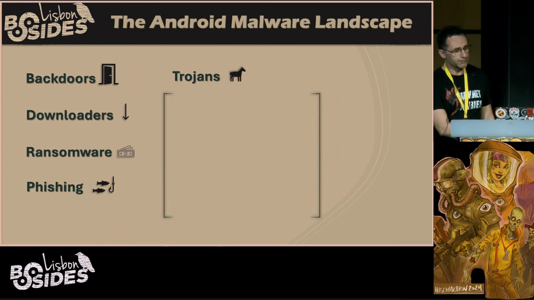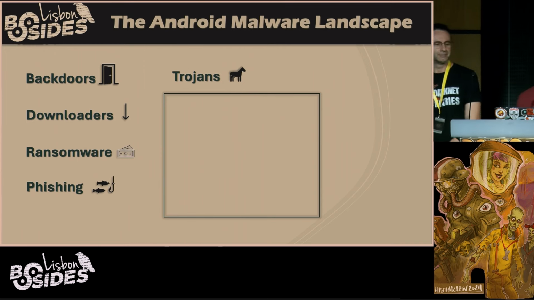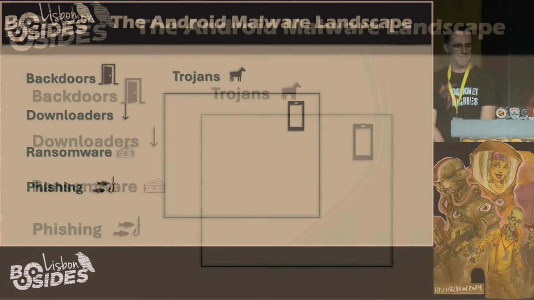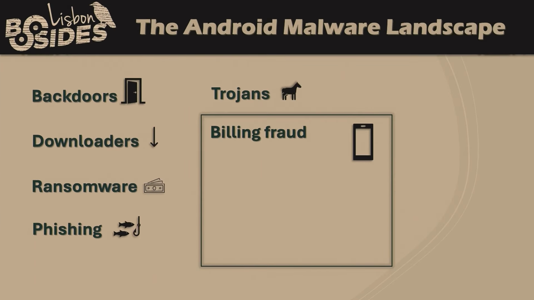Now, finally, we have the Google Play categories. They're not the same as the other ones. They have their own. And these are the most known or most prevalent. First, billing fraud: SMS fraud, call fraud, toll fraud. Get my money. Then spyware and commercial spyware.